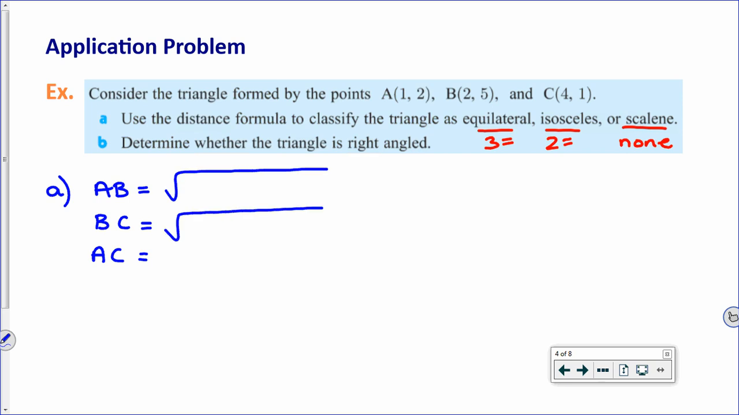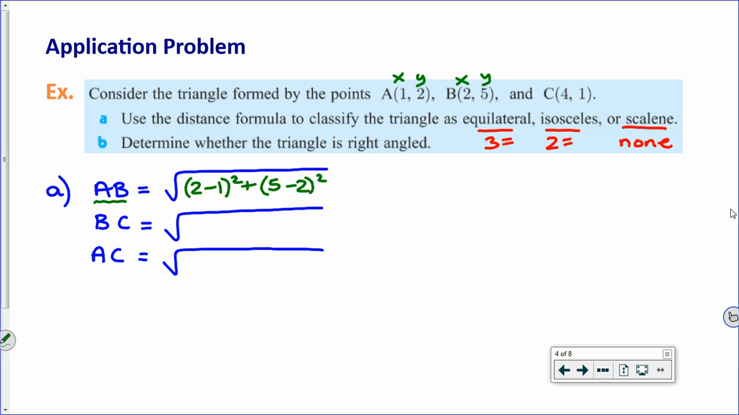Each one of them is going to be a big square root. And in each one of them, I just need to be careful about which numbers I am using. So to find AB, the length of this line segment, I'm going to use this as my x and x, because that's from point A and B. So 2 minus 1 squared, and then I'll use the y's from those same coordinates, so 5 minus 2 squared.